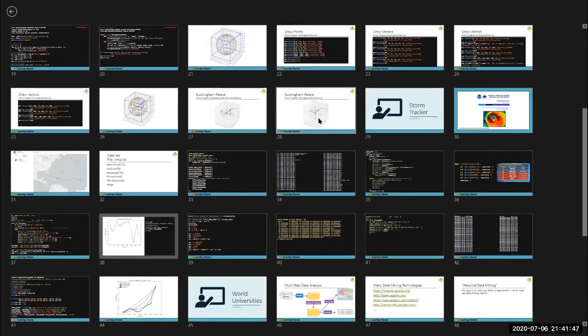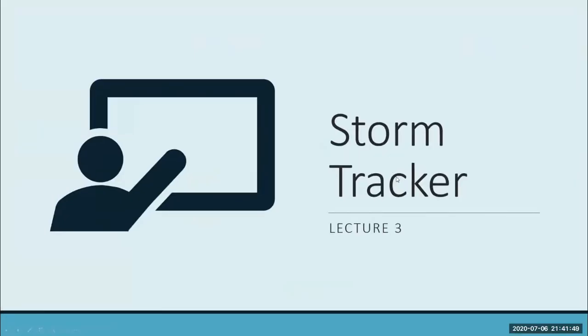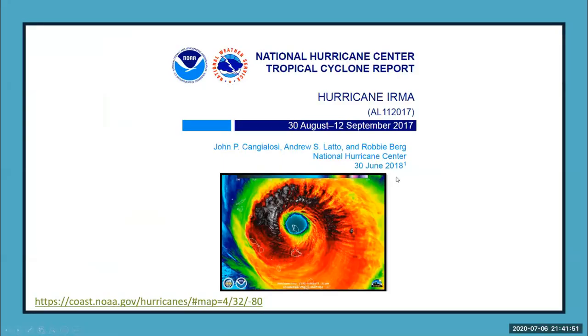So I have the simple code. Please download it from the internet. Storm tracker number 1. I get this Hurricane Irma data from 2017. It actually is August 30 to September 12.